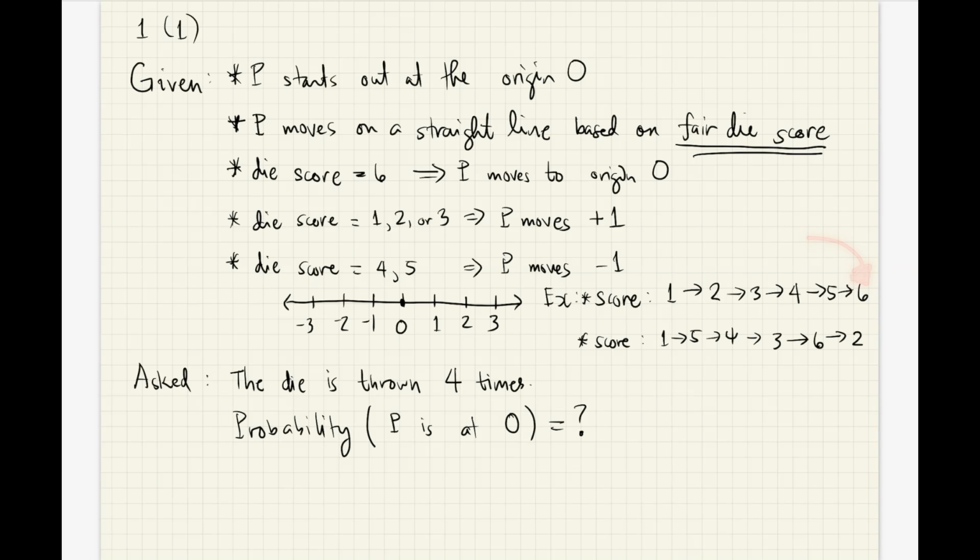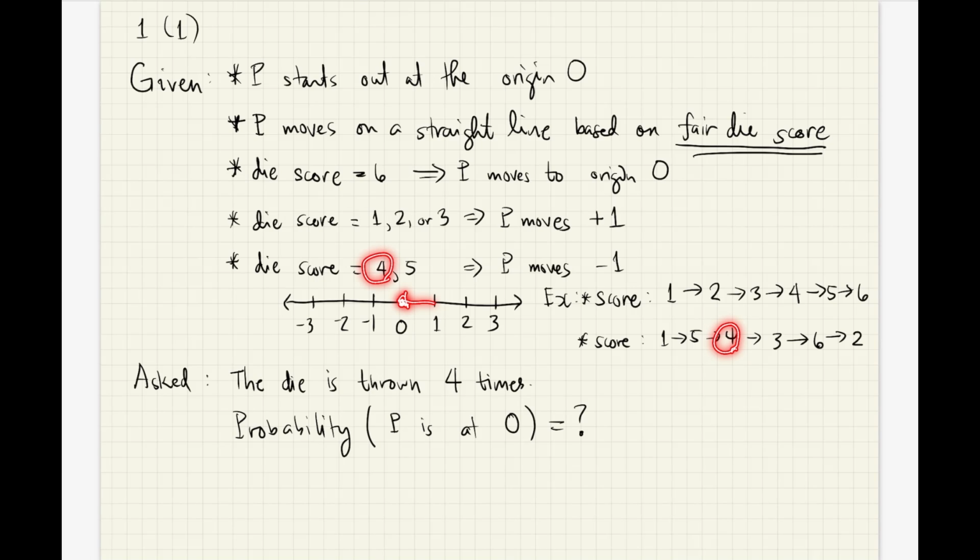Now let's take a look at another example. So again, we start at the origin because that's given. We start at O. Then the first roll, we get a 1. Okay, when we get a 1, that means we have to move forward by 1 unit. So we move this way. Then we get a 5. But 5 tells us that we have to move backwards by 1 unit. So we're back to the origin. Now you roll again, you get a 4.